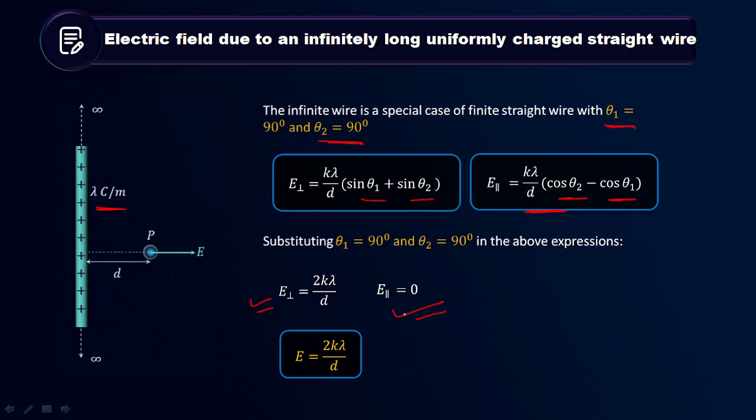So E parallel is how much? 0. And it is obvious also. See, if we have one wire and half part above, half part below, so their components in vertical direction will get cancelled and only horizontal component will stay, right? So we can simplify. So we can write E that will be equals to 2k lambda by d for infinite wire. Now again when we study Gauss law, in that case again these things we will discuss and we'll see.